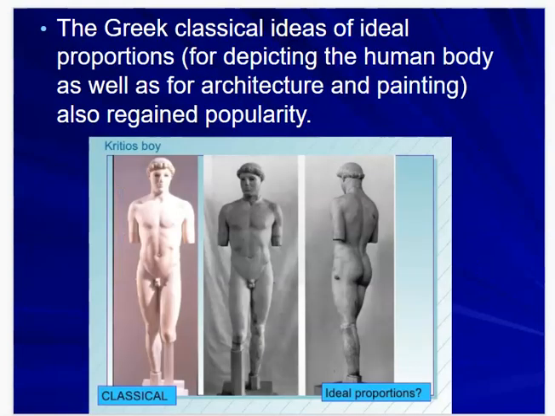I want to talk about the statues. When we talked about the Greeks and their ideal proportions, they made their humans ideal, meaning they made them look a little bit prettier than they really were when depicting the human body. During the Renaissance, as architecture and painting and all that became more and more popular, people started doing them a little more realistic, not as idealistic. So that's something else to talk to you about.